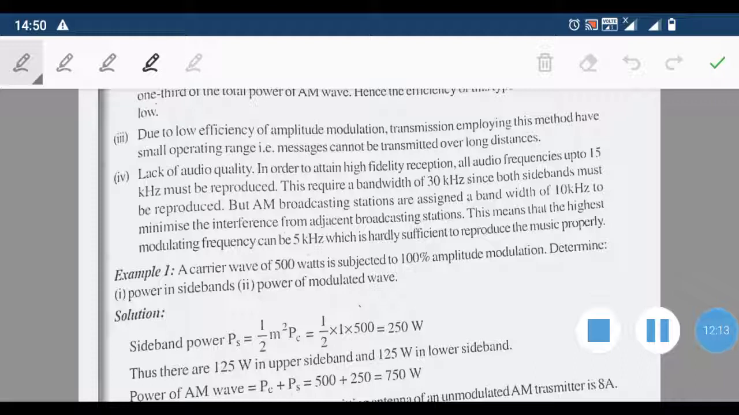And the fourth limitation is the lack of audio quality. In order to attain high fidelity reception, all audio frequencies up to 15 kHz must be reproduced. This requires a bandwidth of 30 kHz, since both sidebands must be reproduced. But AM broadcasting stations are assigned a bandwidth of 10 kHz to minimize interference from adjacent broadcasting stations. So this means that the highest modulating frequency can be 5 kHz, which is hardly sufficient to reproduce music properly.